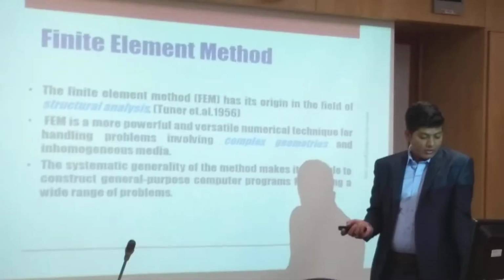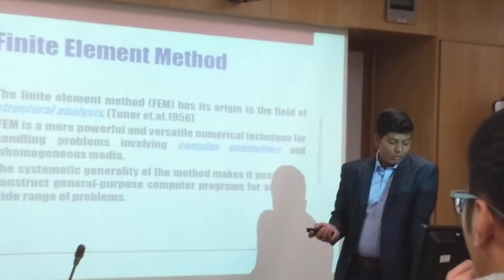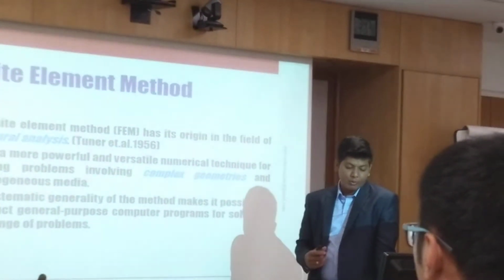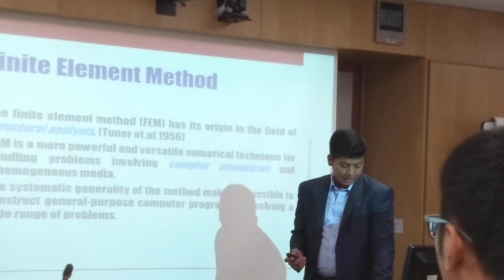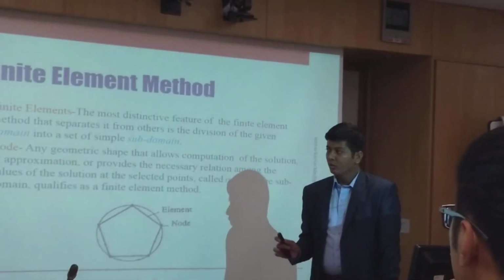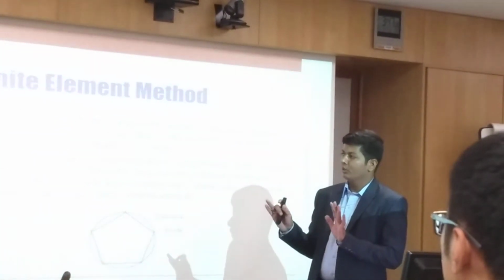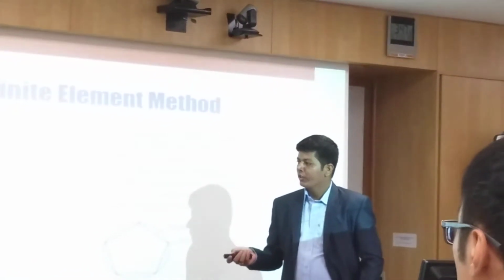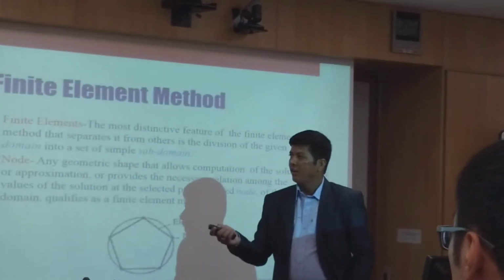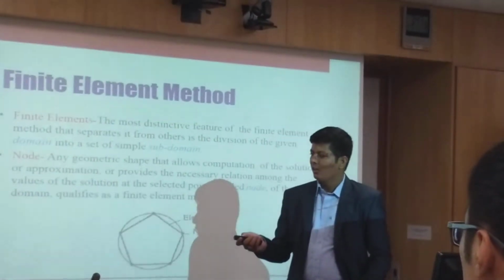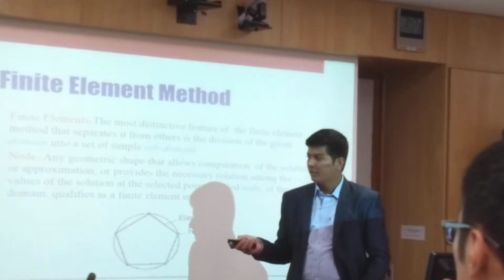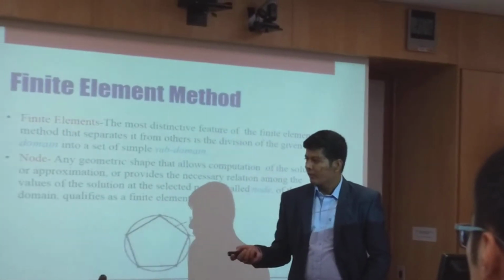The systematic generality of the method makes it possible to construct general purpose computer programs for solving a wide range of problems. In a simplified way, I will show how FEM can be used to calculate the circumference of a circle. In the finite element method, there are finite elements and nodes, which is the terminology they use. Suppose I would like to calculate the circumference of a circle.